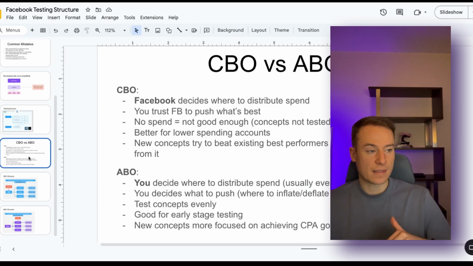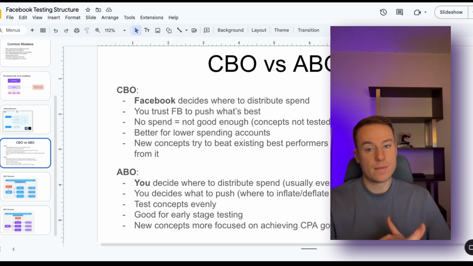Now, in terms of testing these ads, we can either go CBO or ABO. So a CBO is where Facebook decides to distribute the spend for you, and it's essentially when you trust Facebook on what to push. Now, Facebook's algorithm is highly sophisticated, and Facebook's goal is to keep people entertained and on the platform. So it's going to push content to people that it thinks will do well, or that it thinks is relevant to their audience. So if you set up a CBO with 10 ad sets and only 3 of them get spend and the other 7 don't, you might think, well, I haven't tested the other concepts and maybe I want to force money behind it.